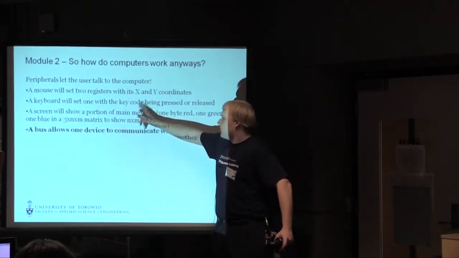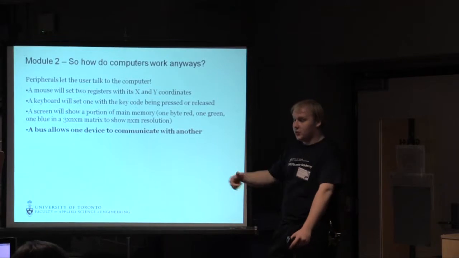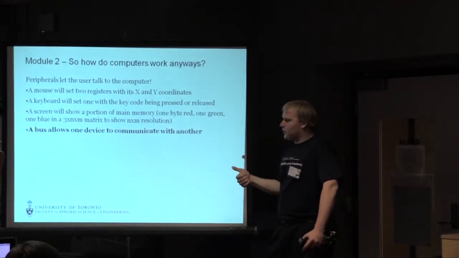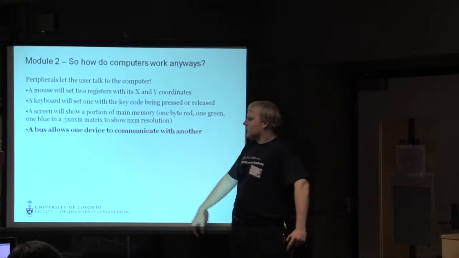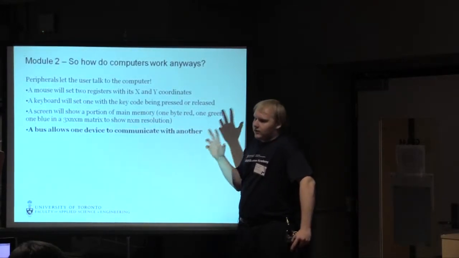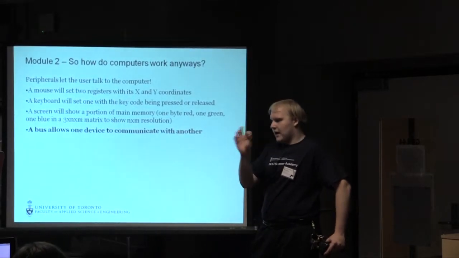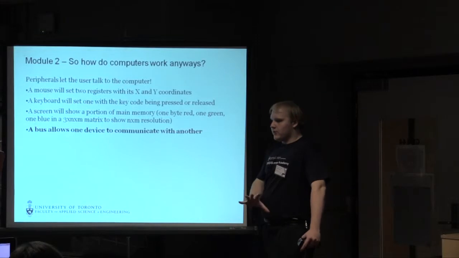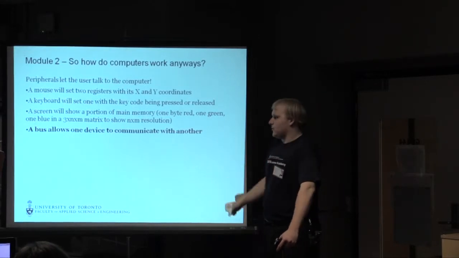A keyboard worked similarly. We have a code for each key, like what we saw in that string for %D. When that was pressed, it set that into a register. And a screen just looks at a portion of the main memory. So we can set a bit of main memory, and that will change the color of that pixel on the screen. So it's a big array in the main memory that we render as a picture.